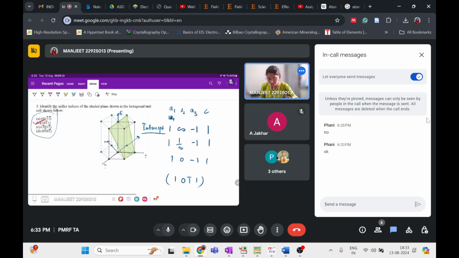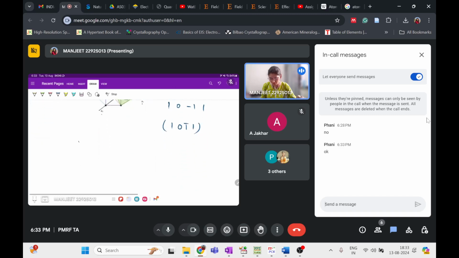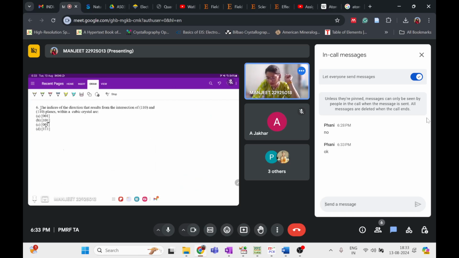Okay, let's move to the next question. That is question number 6. In question number 6, what they have asked is the indices of the direction that results from the intersection of the (1 1 0) plane and the (1 -1 0) plane within the cubic lattice. So we have two planes and we have to find the intersection direction.